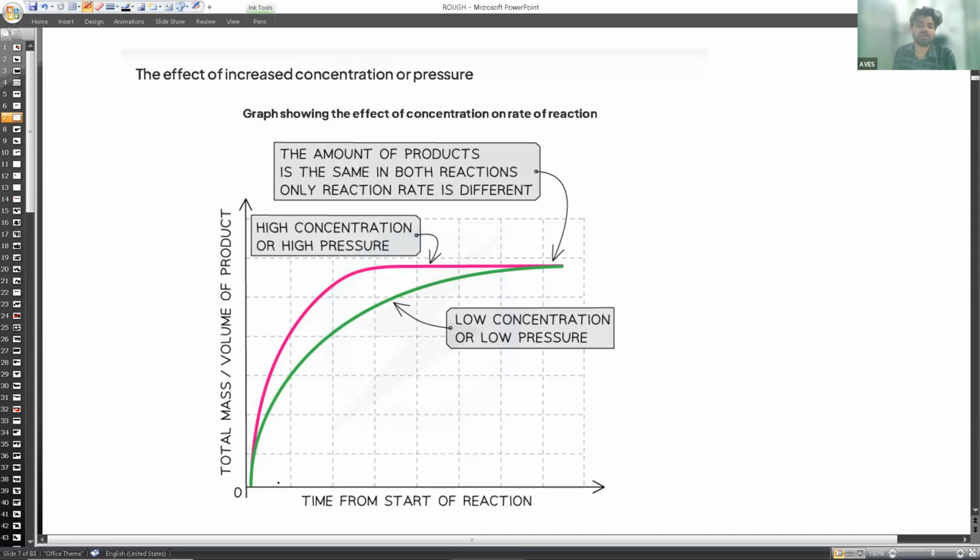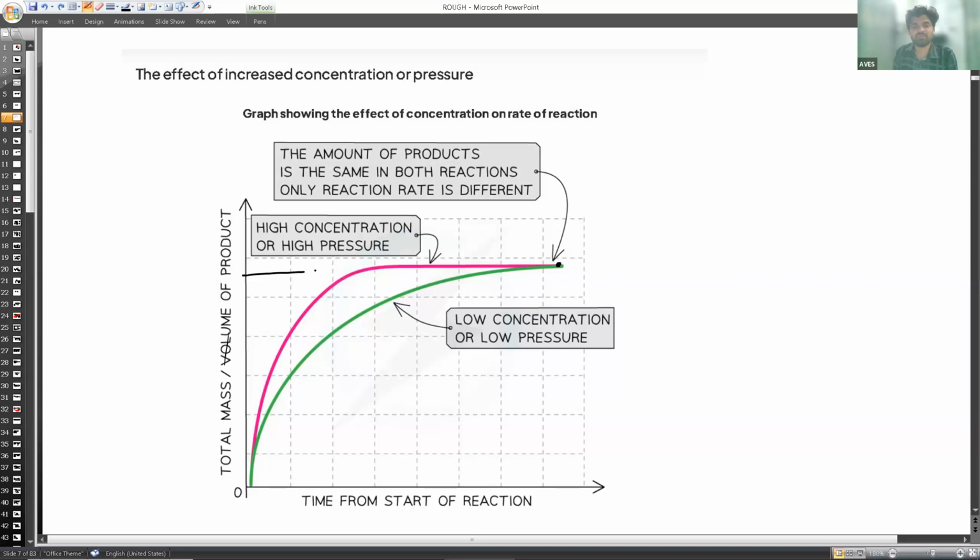You see that with higher concentration, initially the reaction moves instantly, but after some time it becomes constant. Here the green arrow represents low concentration or low pressure, and the other high concentration and high pressure. If you keep on adding high concentration, high pressure, the reaction will take less time to achieve more product. The mass here is the product obtained.